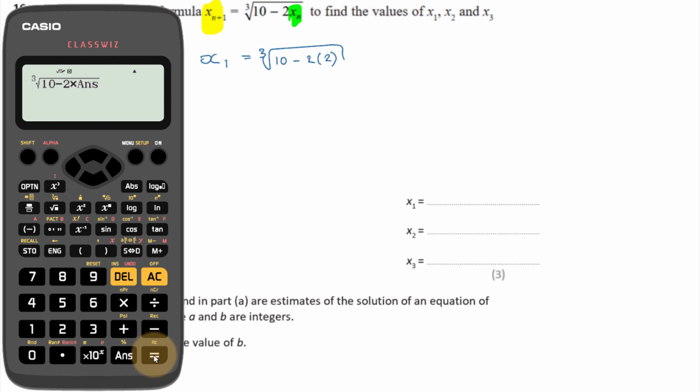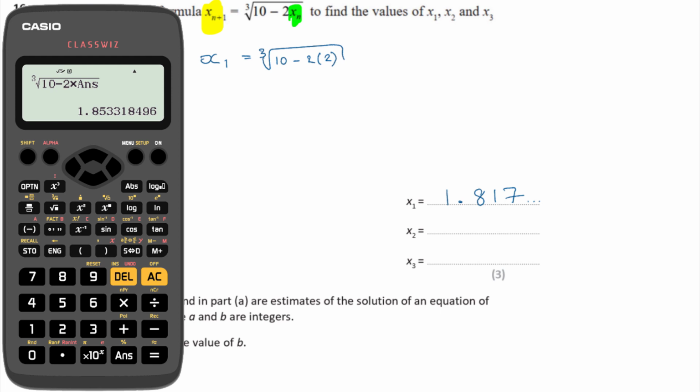So that gives me 1.81712059... Now I'm not going to write down all the digits, I'm just going to write down 4 significant figures, so 1.817. That's x1. Now the reason why I did it that way is because now if I just press equals, it will work out the next one for me.